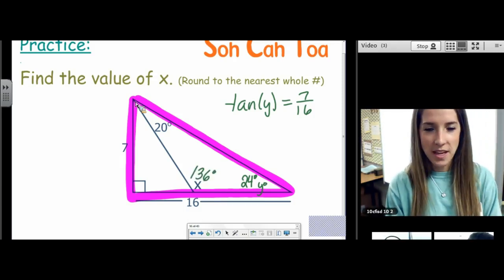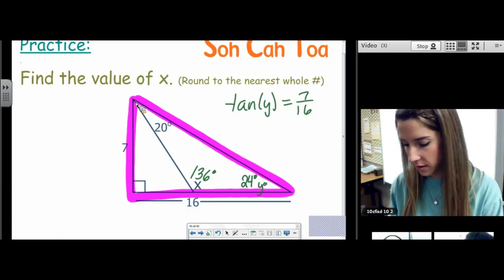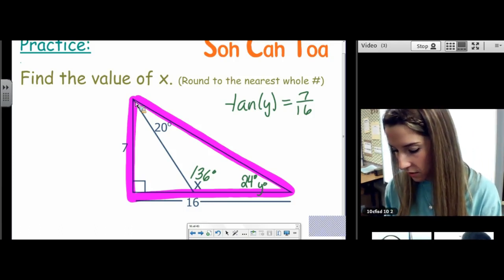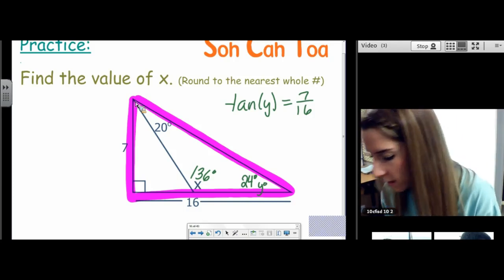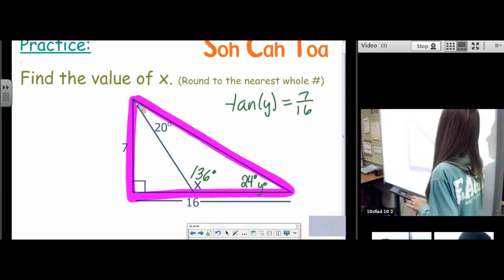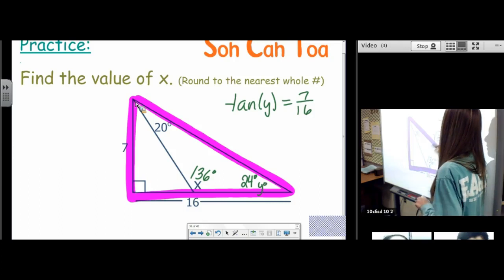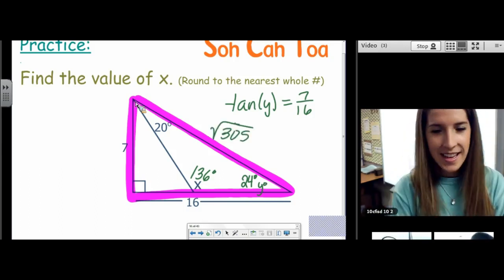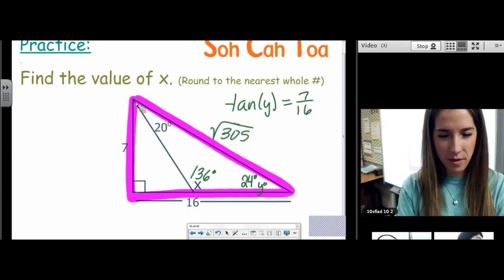How did y'all do it? You started to find the hypotenuse. You didn't round, did you? 7 squared plus 16 squared. So the hypotenuse is the square root of 305. You didn't round that answer, did you? I'm not sure that would help you, though, to find the hypotenuse.